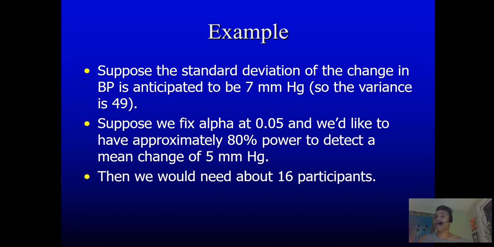Right? So if we plug it into that previous formula, I get 8 times 49 divided by 25. I'm going to get a number that rounds up to 16. Fantastic. I need 16 people.